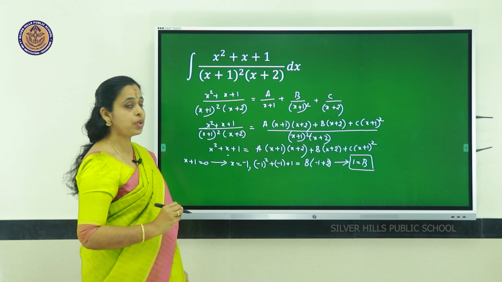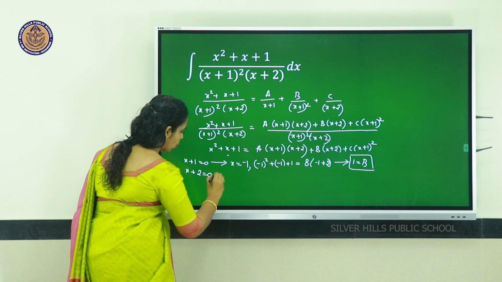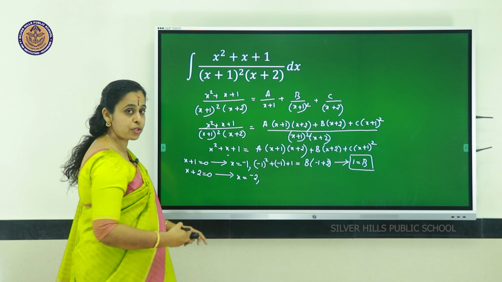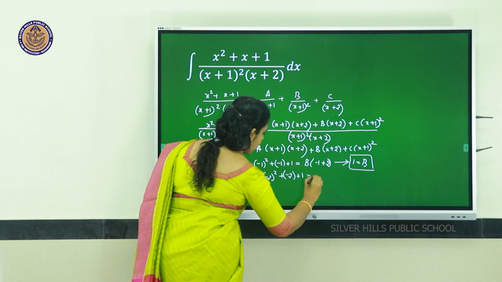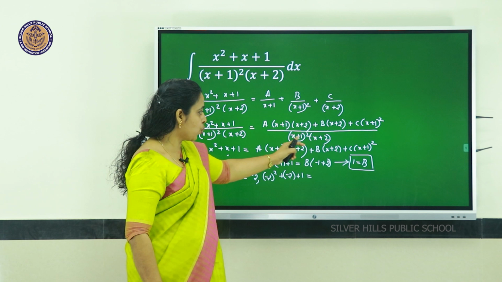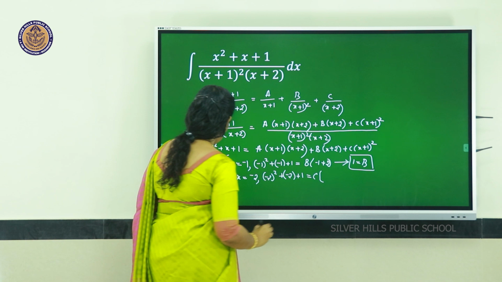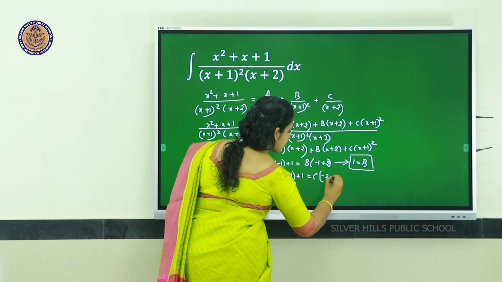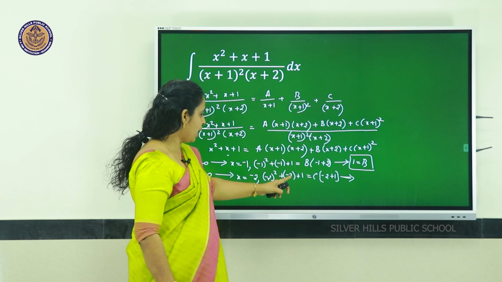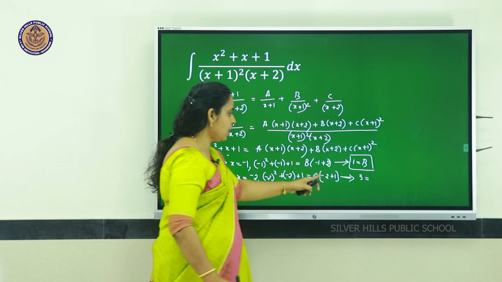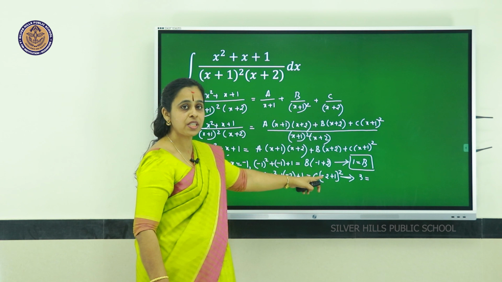Now, let us give x plus 2 equal to 0. X plus 2 equal to 0 gives x equal to minus 2. Now, substituting minus 2 in LHS, minus 2 whole square plus minus 2 plus 1 equal to, where x plus 2 becomes a factor with a and with b, now remains c. C into, x equal to minus 2 given there. So, minus 2 whole square is 4. 4 plus minus 2 plus 1, that is 3, equal to, here minus 2 plus 1, it is whole square. So, minus 2 plus 1 whole square means minus 1 square, positive c.